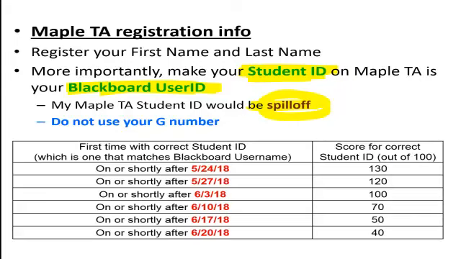Do it early. If you get it done by the 24th, it says 18, that should be 19. If you get it done by May 24th, you get 130 out of 100, so it's a little bit of extra credit. If you get it done by the 27th, it's 120. It's still a little bit of extra credit. June 3rd, which we're already two weeks into the semester, you still would get 100 for full credit, and then the longer you wait, the less credit you would get for simply getting your ID correct. So everyone should be getting really high scores on that.